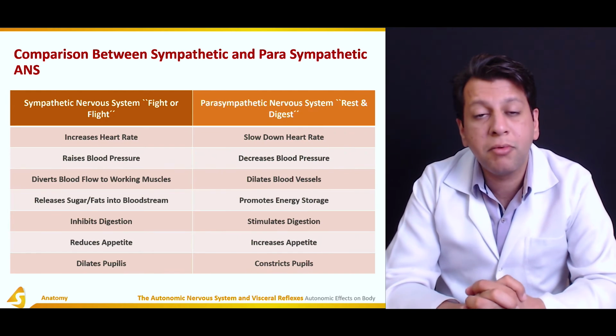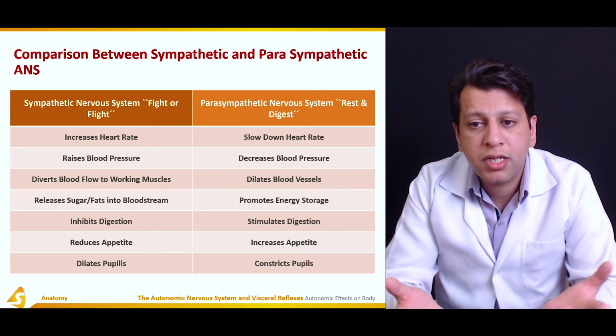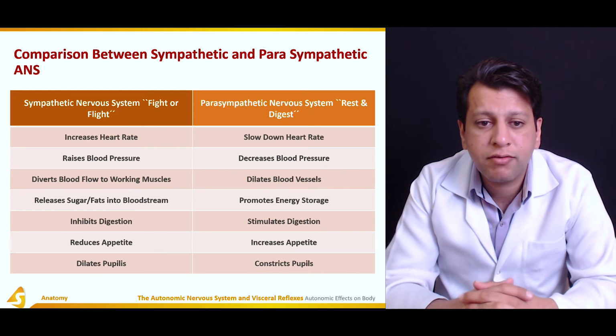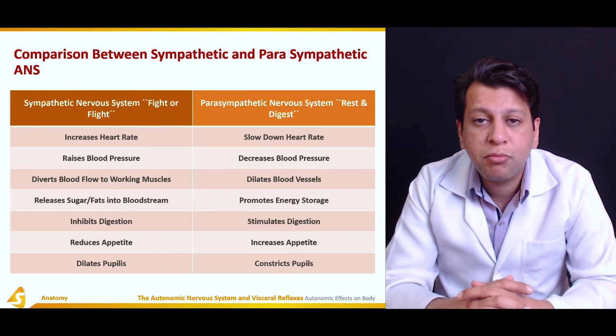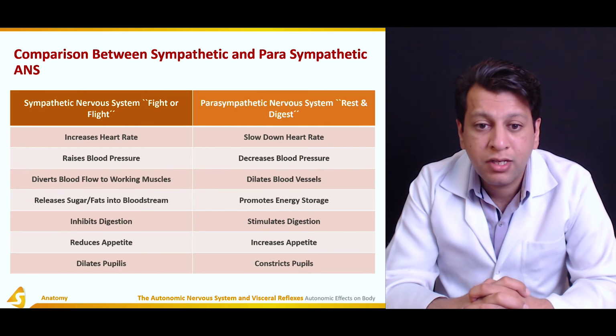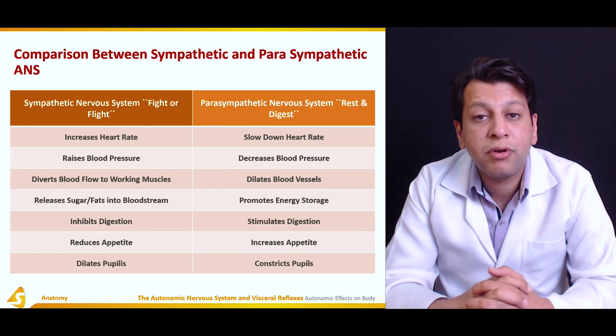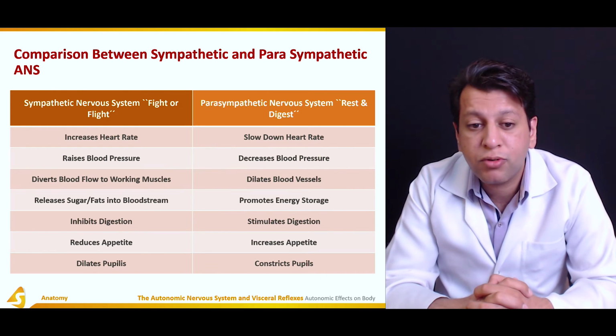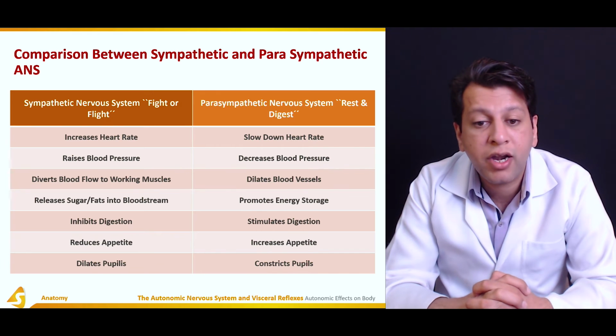So this is the table which compares the parasympathetic versus the sympathetic nervous system. What does the sympathetic nervous system do? It prepares you for the fight or flight mechanism. So it increases heart rate, raises blood pressure, diverts blood flow to working muscle, releases sugars and fat into the bloodstream.